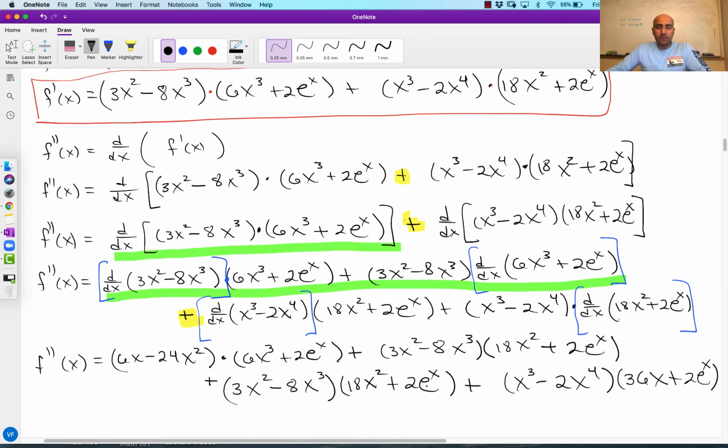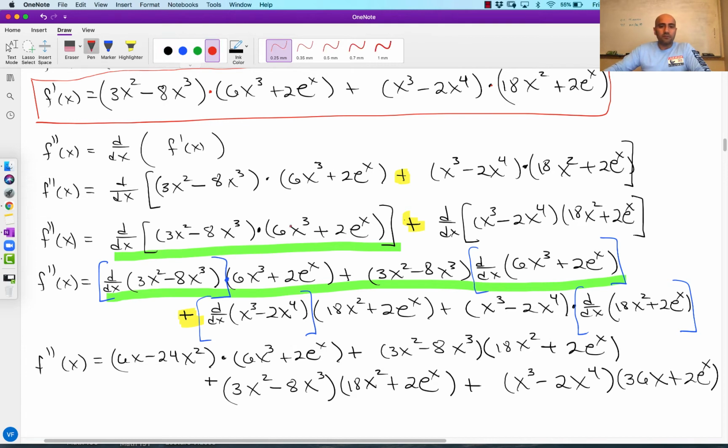Well, this term and this term are the same, which would bring these two together. Okay, so we have four terms. We have this product here, and then this product here. And notice that these middle two turn out to be exactly the same: 3x squared minus 8x cubed times 18x squared plus 2e to the x.